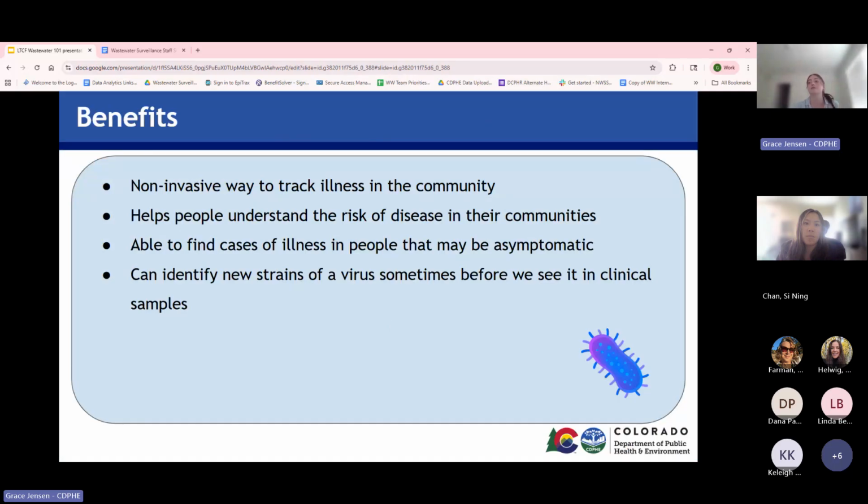Again, it doesn't rely on folks having access to clinical data or utilization of those testing. It helps people understand the risk of disease in their communities. So we kind of get this estimate of overall disease burden based on our wastewater data. We're also able to find cases of illness in people that may be asymptomatic. This was a really huge aspect of COVID-19 monitoring, that folks were walking around in the community that they weren't necessarily symptomatic, so they maybe weren't getting testing. And we can also identify new strains of a virus sometimes before we see it in our clinical samples.